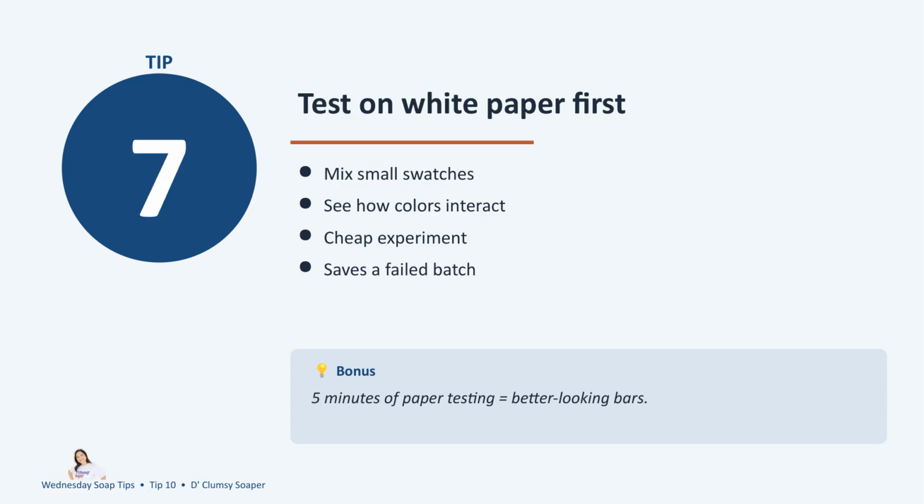Before you commit a single drop of colorant to your soap batter, do a quick paper test. Grab some white paper, mix tiny swatches of your colorants together, and watch how they interact. This costs almost nothing and takes 5 minutes. In soap making, colors can shift dramatically in the alkaline environment of lye, so previewing combinations on paper first can genuinely save you from a full batch of muddy, unexpected results.